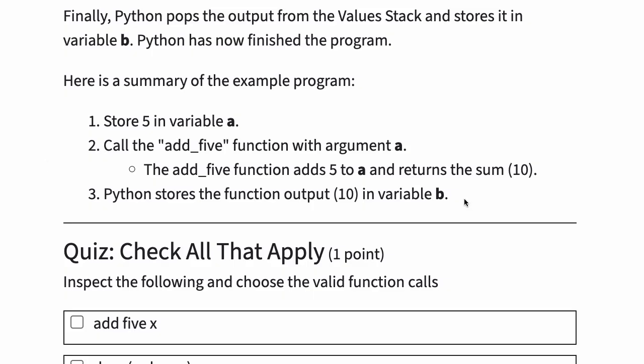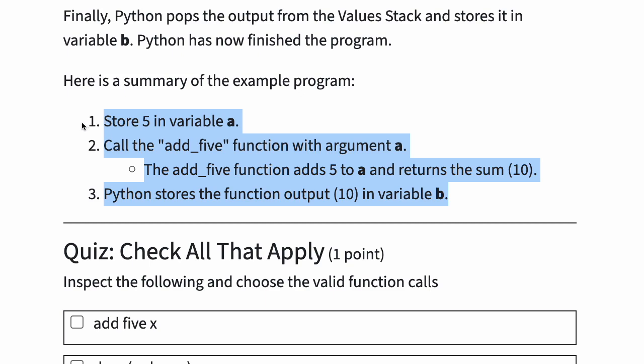Here's the summary of the example program. 1. Store 5 in variable a. 2. Call the add5 function with argument a. The add5 function adds 5 to a and returns the sum, which is 10. And finally, Python stores the function output in variable b.